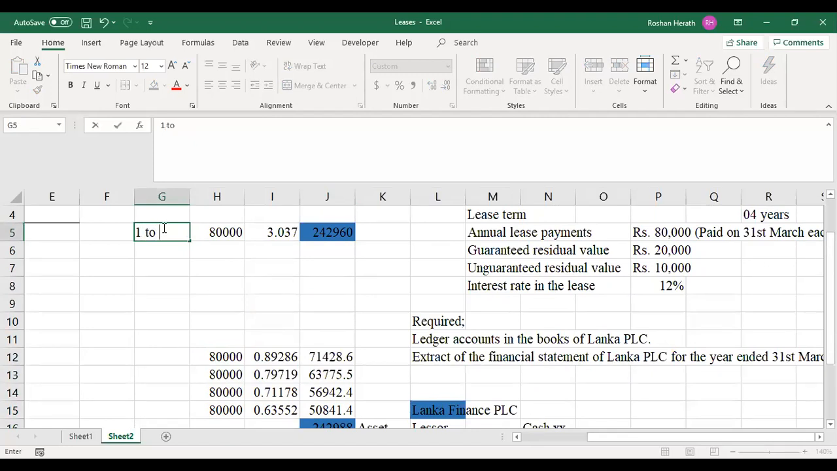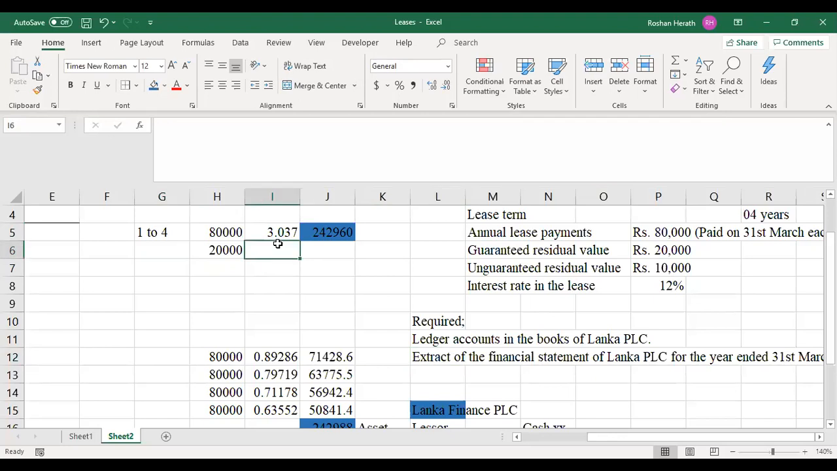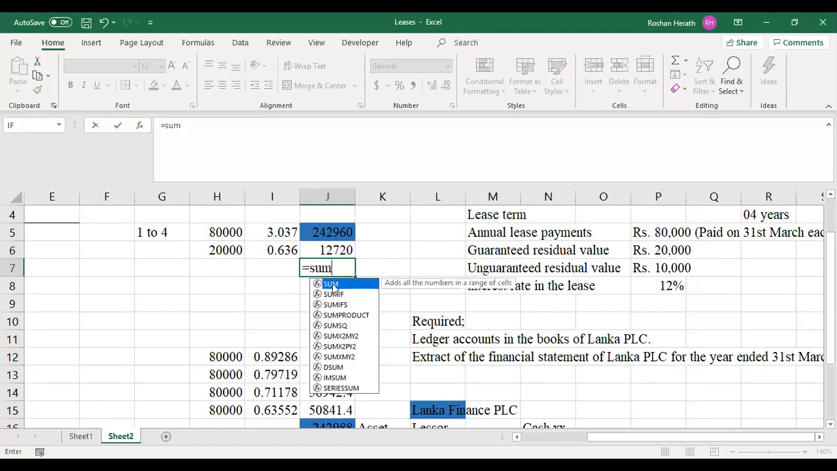1 to 4. Then you can go for the guaranteed residual value. So the guaranteed residual value is there. It's a kind of simply a discounting rate where you need to apply 12%. It's going to be 0.636. So you may get that. It's like this. Now you can see there is a value of the lease payment, right?